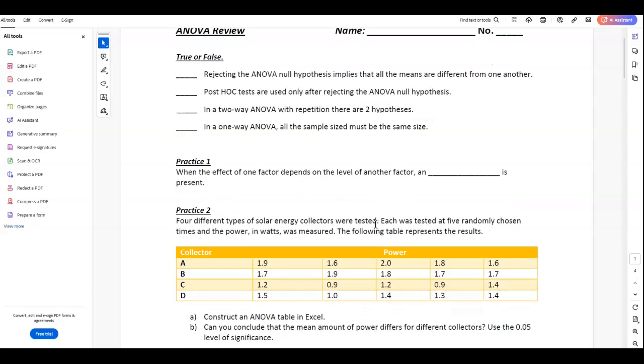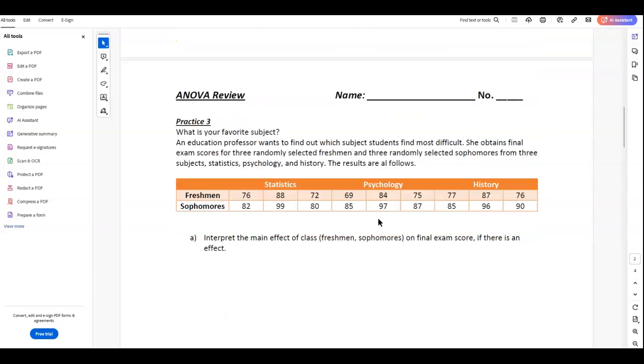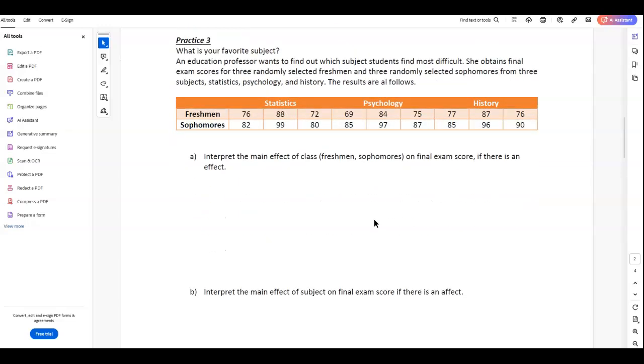I do want you to skip this section so we can discuss problem number 3. You can come back to these. If you look at number 3, it says, what is your favorite subject? An education professor wants to find out which subject students find most difficult. She obtains final exam scores for 3 randomly selected freshmen and 3 randomly selected sophomores from 3 subjects: statistics, psychology, and history. The results are as follows.